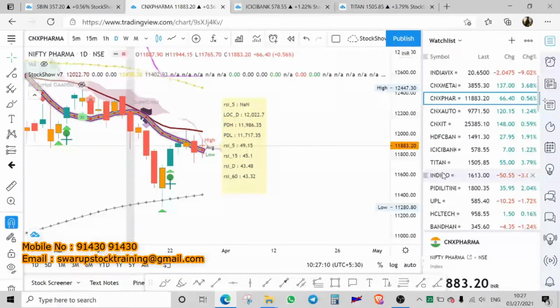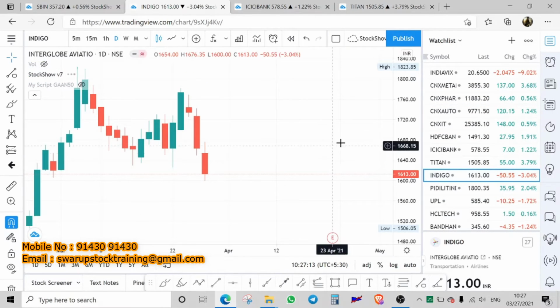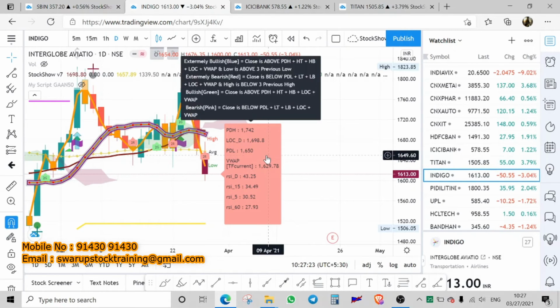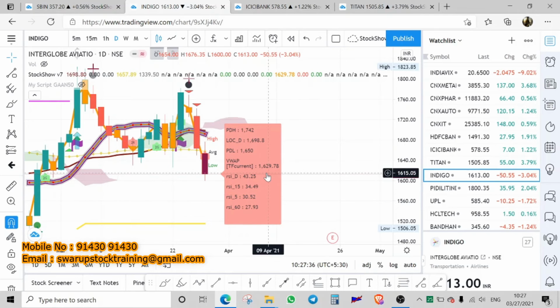Let's say Indigo, what will be the trend? Because whenever you are going to execute a trade, you must know the trend. So we look at the trend. Now it's a red color trend. What is the red color trend? If you take the mouse here, it will explain you. Okay, in a daily time frame, it is below previous day low, LOC line down, everything down. So it is only down only.